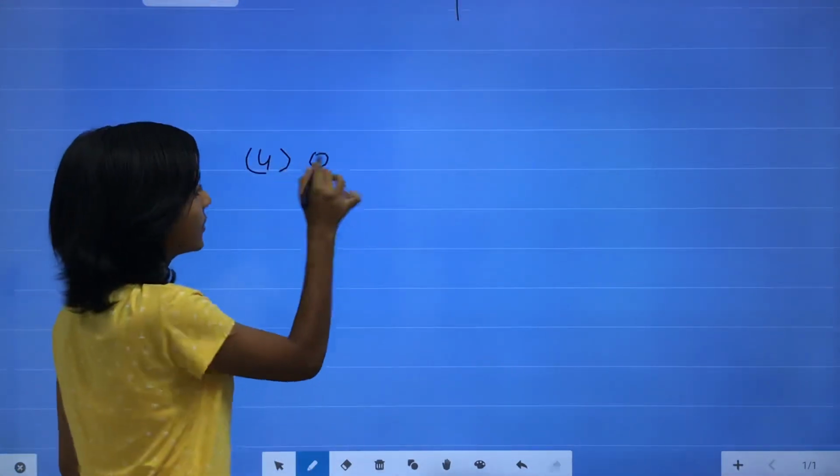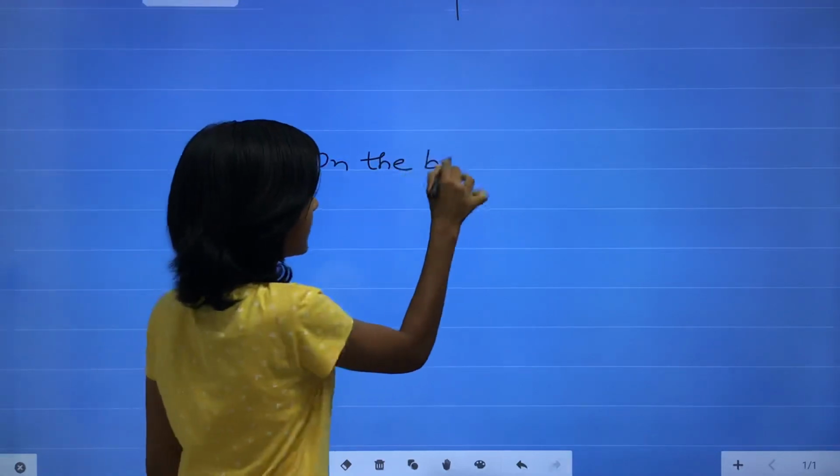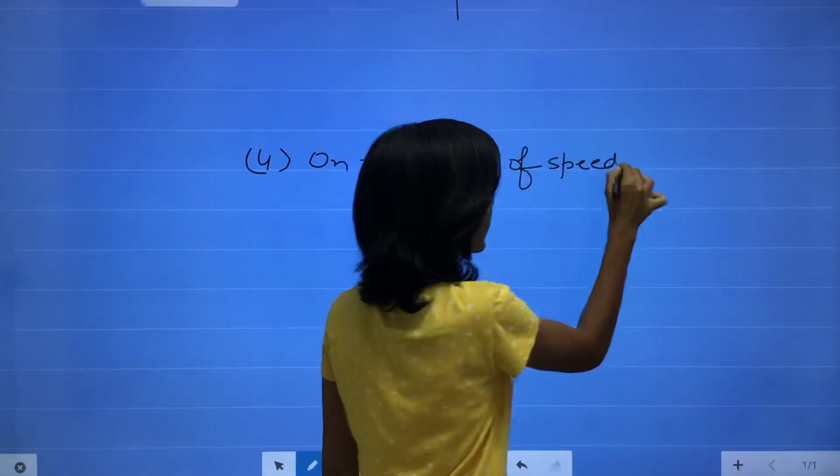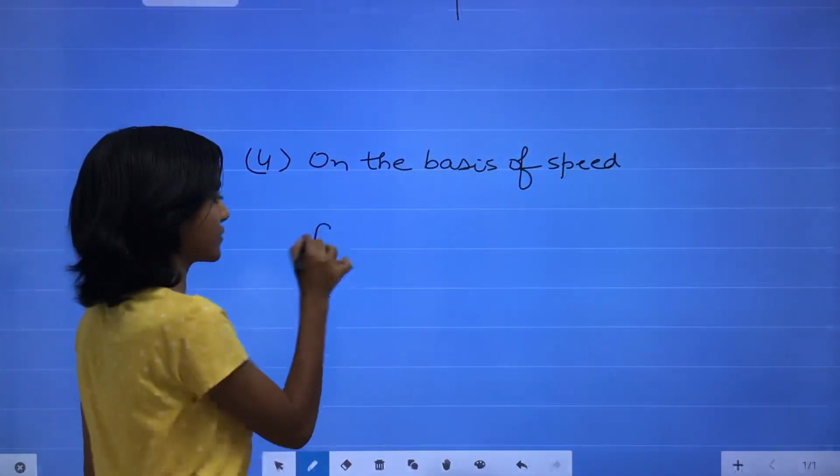Then the fourth is on the basis of speed. So on the basis of speed, one is fast reaction and the other is slow reaction.